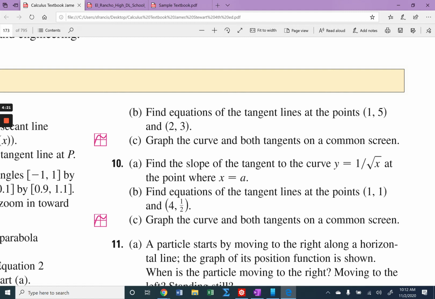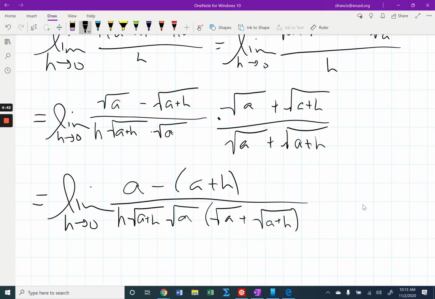Now for B, it says to find equations of the tangent line. So not just slopes, find the equations of the tangent lines at (1, 1) and (4, 1/2). So to write the equation of a line, remember, you just need the slope and a point. Well, they gave you the point. So take the 1 here, plug it in to your answer after you simplify here for A.